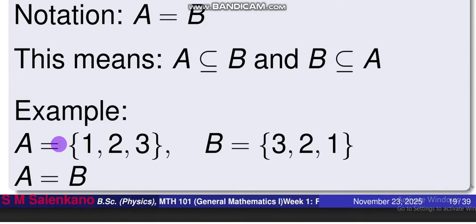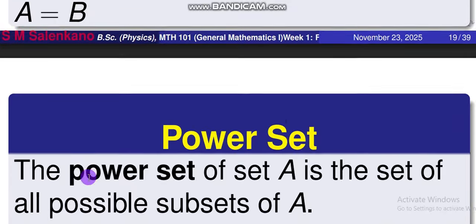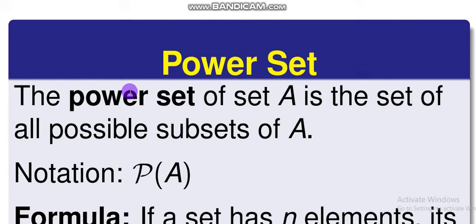For example, set A is a set of 1, 2, 3. These are the elements, and set B is a set of 3, 2, 1. You can see that the way the elements of A are arranged is different from the way the elements of B are arranged, but it does not matter. What matters is that all elements in A are the same elements you will find in B, so set A is equal to set B. They are equal sets.